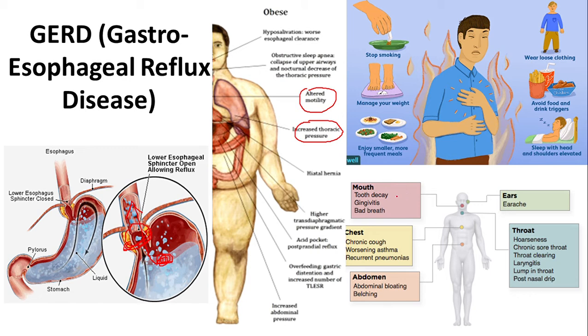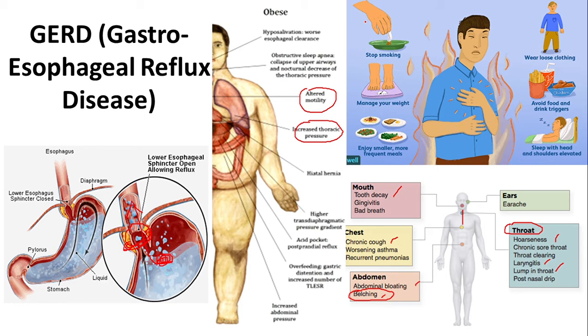So, symptoms include tooth decay, chronic cough, abdominal bloating, belching. Belching is tig-ab, right? You also have hoarseness of your throat, laryngitis, lump in throat, other throat symptoms because of course the acid is now getting into the esophagus. It is not normal for there to be acid there.